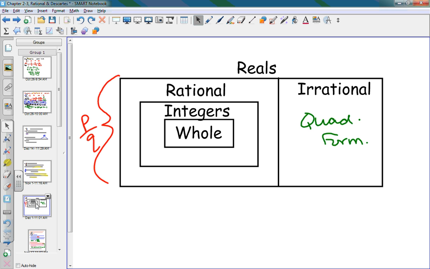Those are your P over Q values. These are the ones that our brains like to deal with. The irrational number systems are only used by getting the quadratic formula. Okay? They're only found by using the quadratic formula.